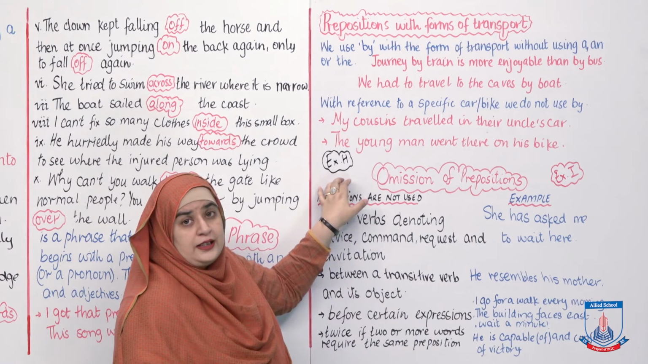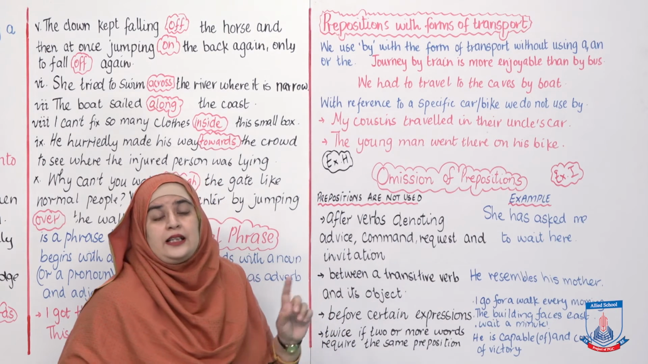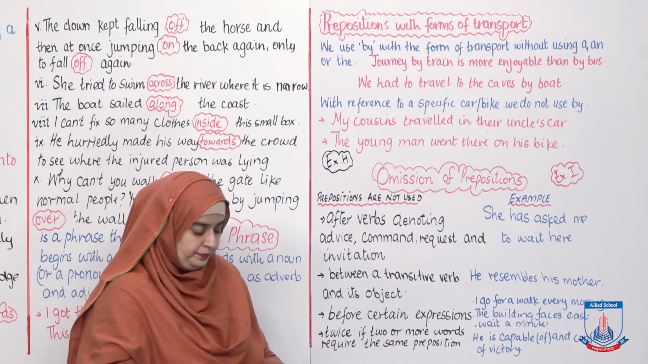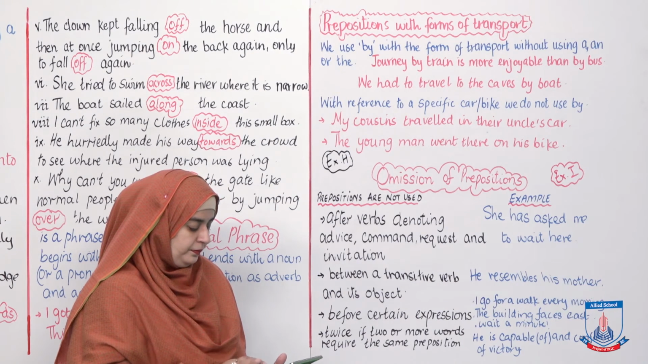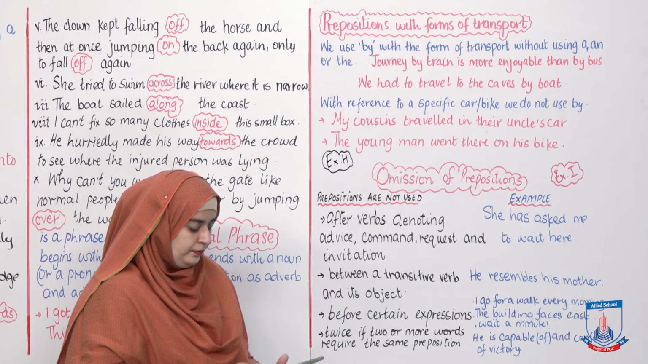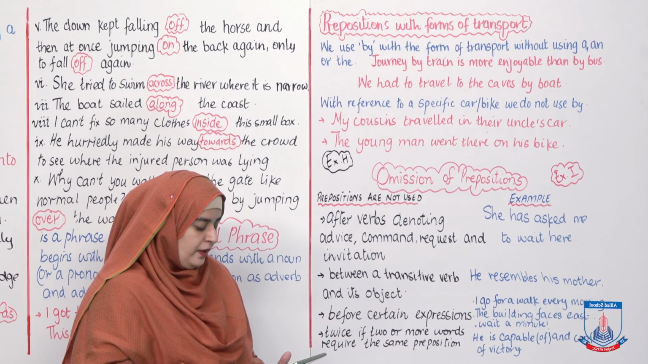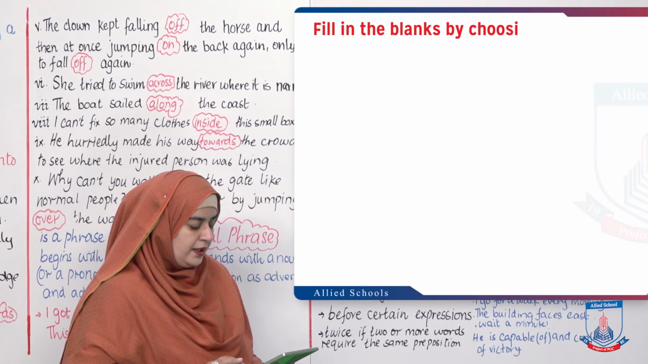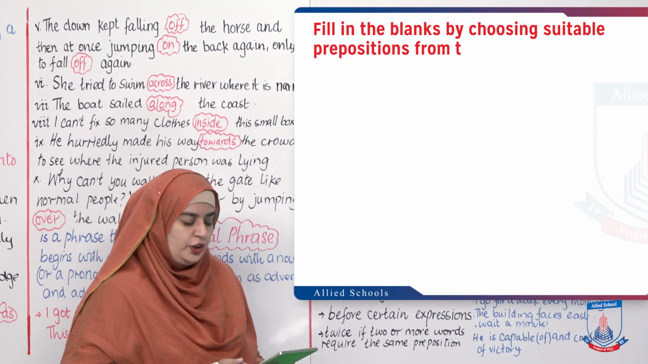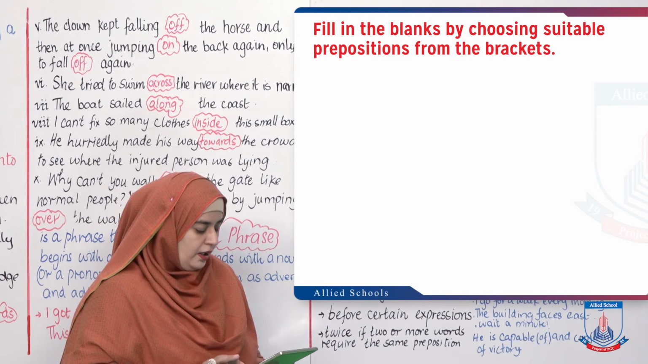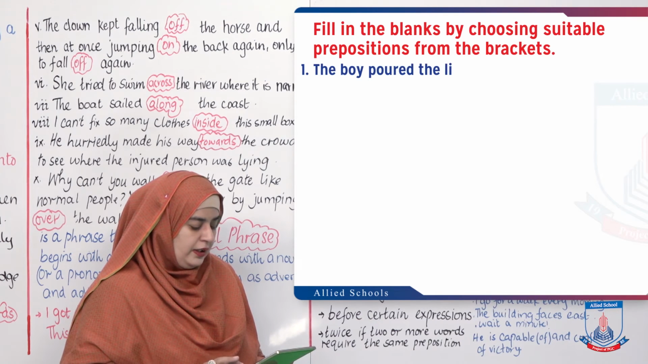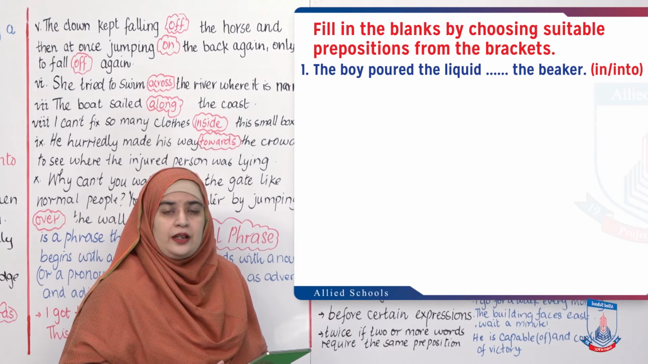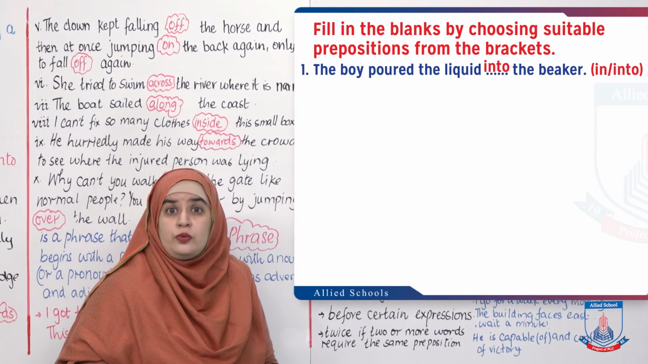Exercise H इससे related है. Let's do exercise H before we move on to the next topic. Exercise H is asking you to fill in the blanks by choosing suitable prepositions from the brackets. ठीक है? The boy poured the liquid dash the beaker, into the beaker या in the beaker. यहाँ पे आएगा into the beaker.